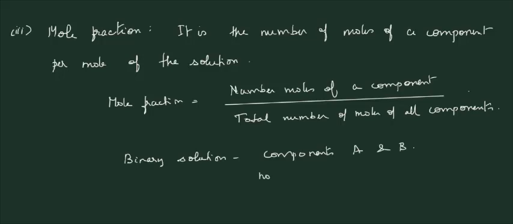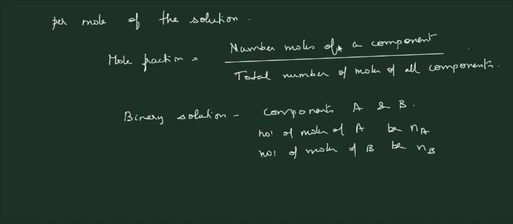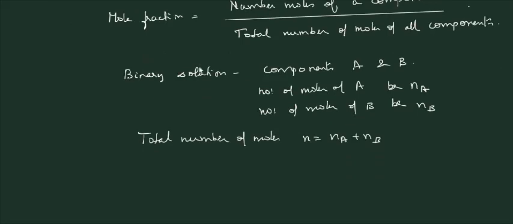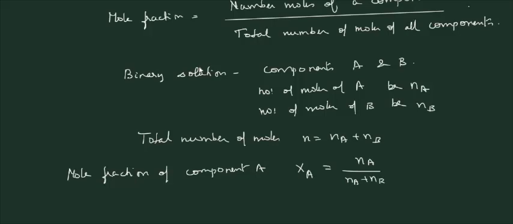Let the number of moles of A be Na and the number of moles of B be Nb. Total number of moles N is equal to Na plus Nb. So from this we can write the expression for mole fraction of component A. Xa is equal to number of moles of A divided by total number of moles. And mole fraction of component B, Xb, is equal to Nb divided by Na plus Nb.